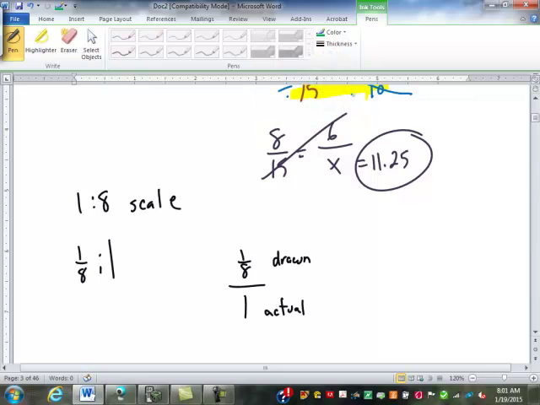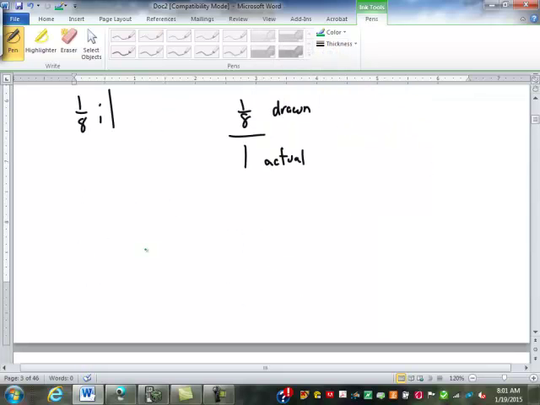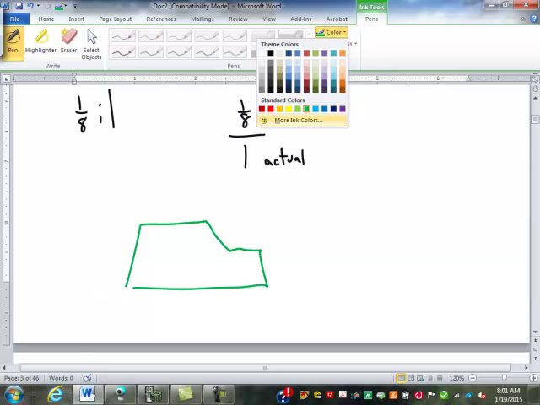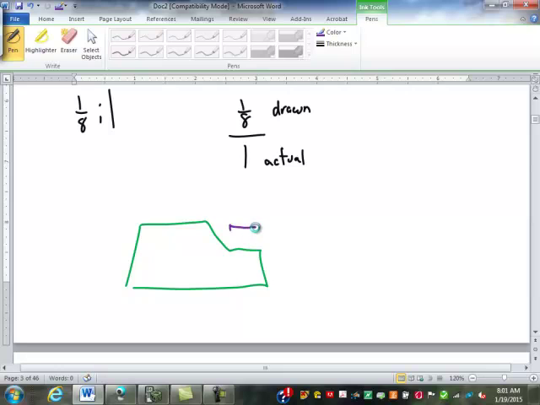So if you're looking at a drawing and there's a dimension that isn't labeled. Let's just have a drawing like that. Let's say there's a dimension right here that isn't labeled, but you do know that it's a 1/8 scale, or a 1 to 8, or 1/8 to 1, whichever way you want to look at it, scale. You can bring out your ruler and you can measure that on the drawing. And let's say it measures on the drawing to be 1 7/8 inches.